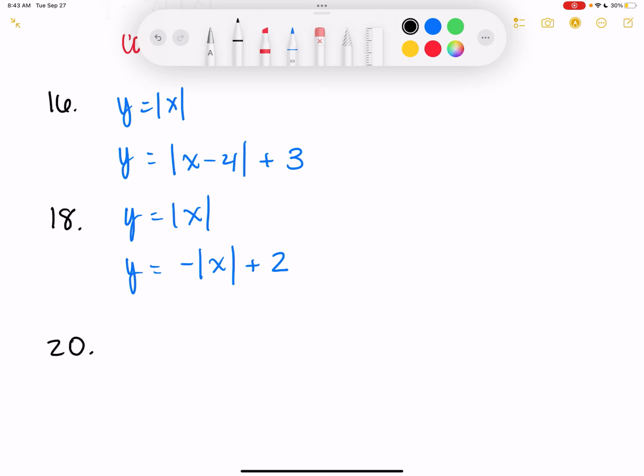All right, so start with parent function, y equals the absolute value of x. What's happening with this one? It's going right 5 and up 2. So what is that going to do? Y equals x minus 5 and on the outside plus 2. X minus 5 and then plus 2.